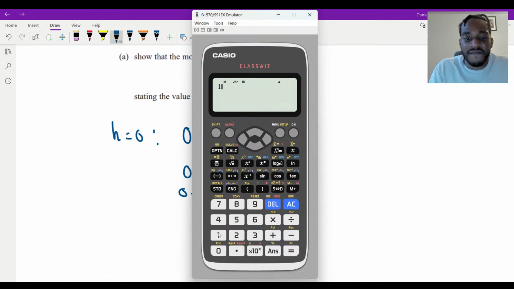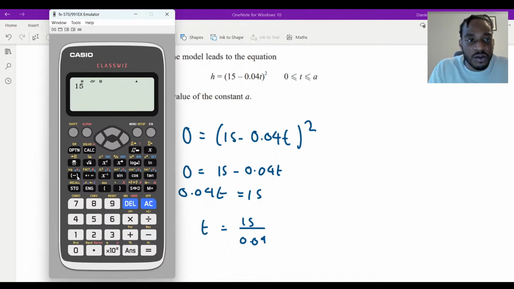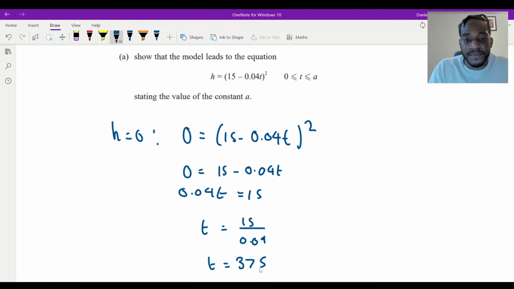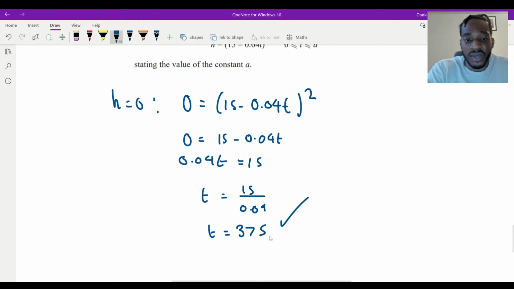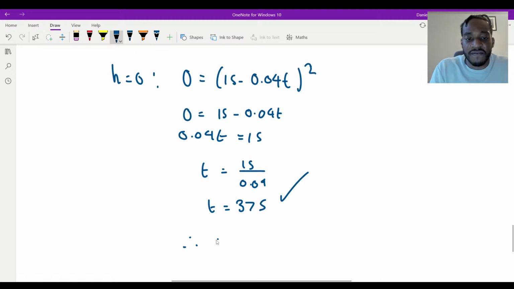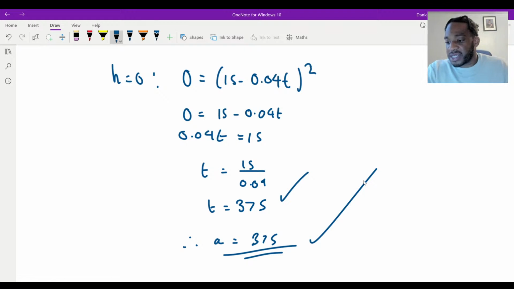Putting that in, let me do it here so you guys can see it as well. 15 over 0.04. That gives me 375. So therefore, t is equal to 375, and that's going to be the maximum time of the height of the water when it's falling out of the tank. So we could say that therefore a is equal to 375. And that's it. Does that make sense, guys?